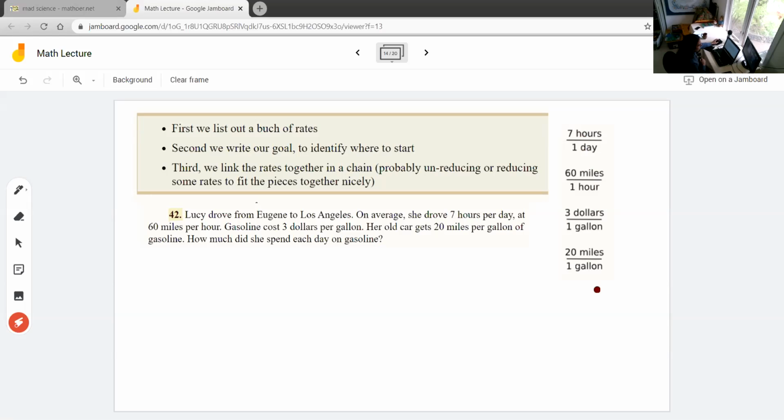So we know we're going to use these 4 rates. It's just not immediately obvious how we smash them together. Everyone okay with my setup? So we listed the rates. That was step one.